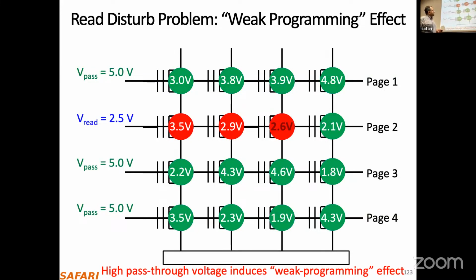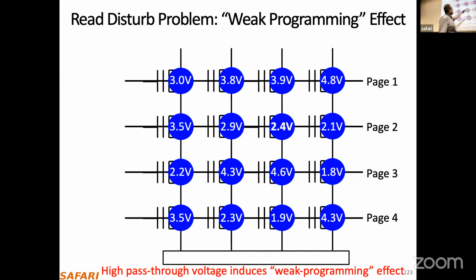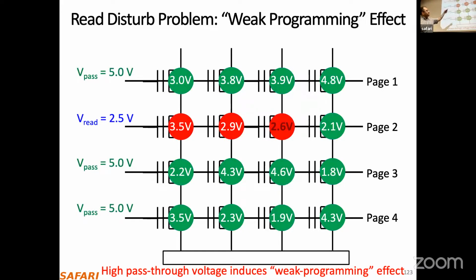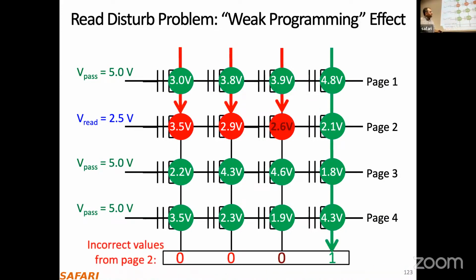Later, when you want to read page 2, you will apply a read reference voltage of 2.5 volts. This cell was supposed to be on with this 2.5 volt reference voltage, but because of these changes, this flash cell is not going to be on and cannot drain the flow, and eventually you will read it as 0, which is wrong. So that potentially provides some error. We call it the read disturb problem.